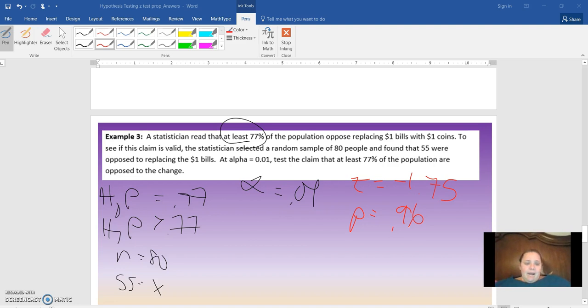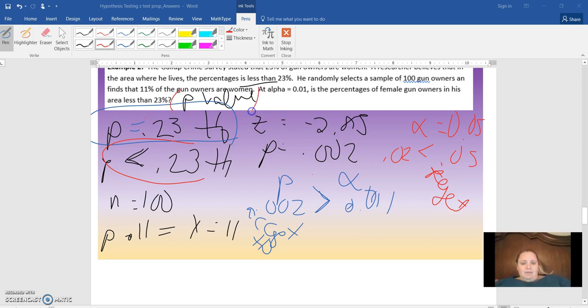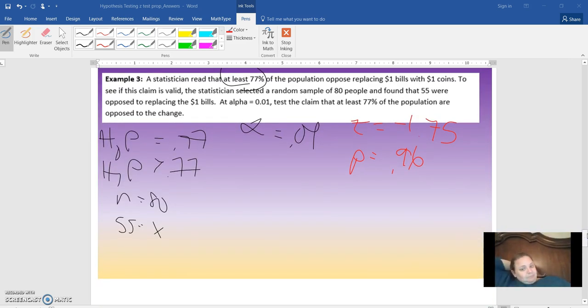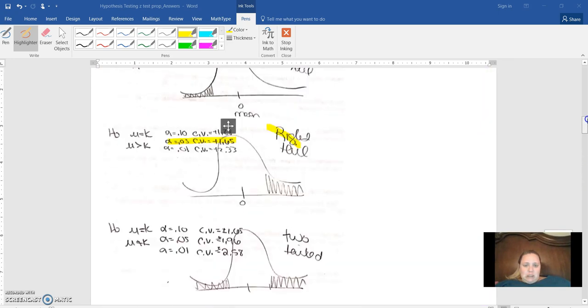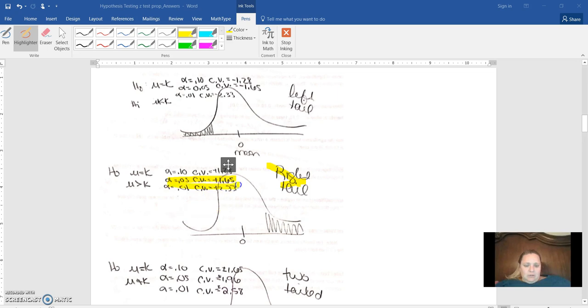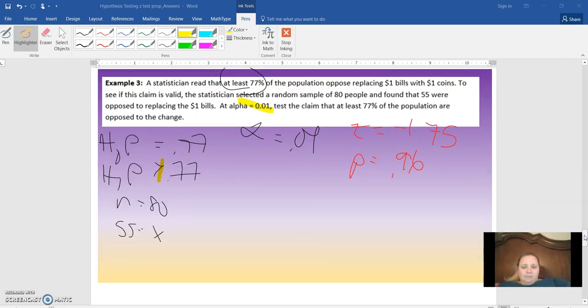This does not tell us to do the p-value way, so I'm not going to. On this one I added the p-value way. All right, so alpha is 0.01, and it is to the right. So let's go to that chart. For 0.01, it's 2.33. So my critical value is 2.33.